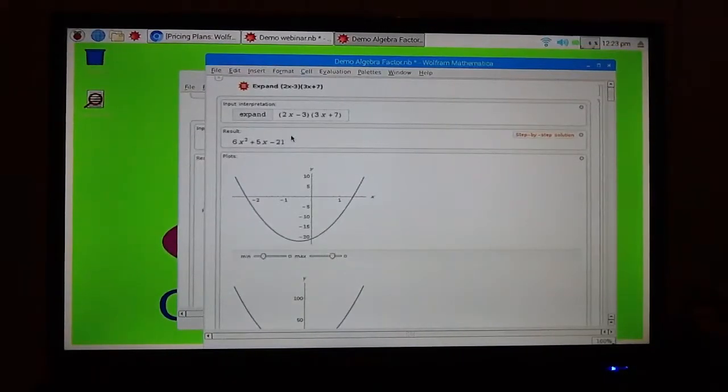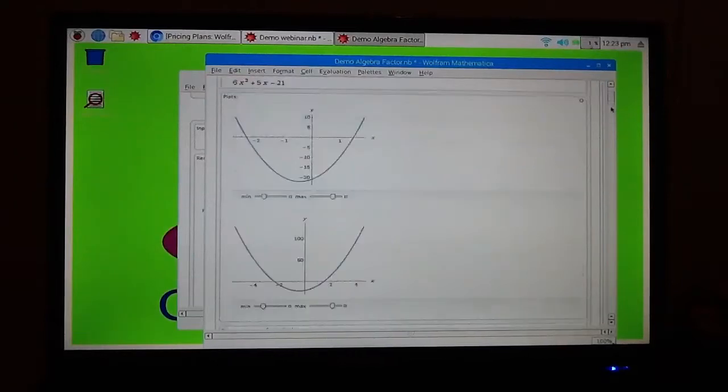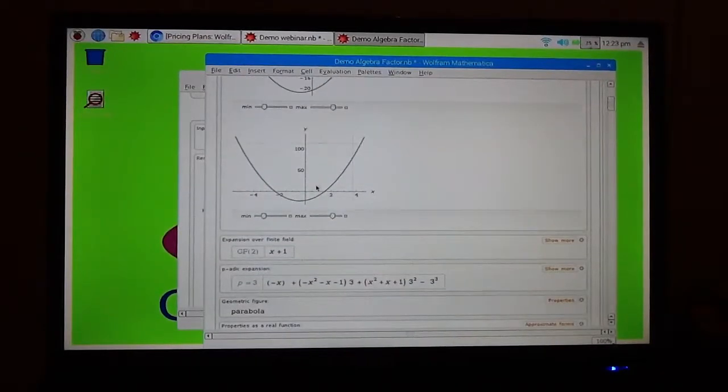And here it is, expanded. And of course it does more than just expand it. It graphs it for you, and it tells you that it's a parabola. And in fact, it even gives you the ability here to change some of the way you graph it. I won't get into too much of that.